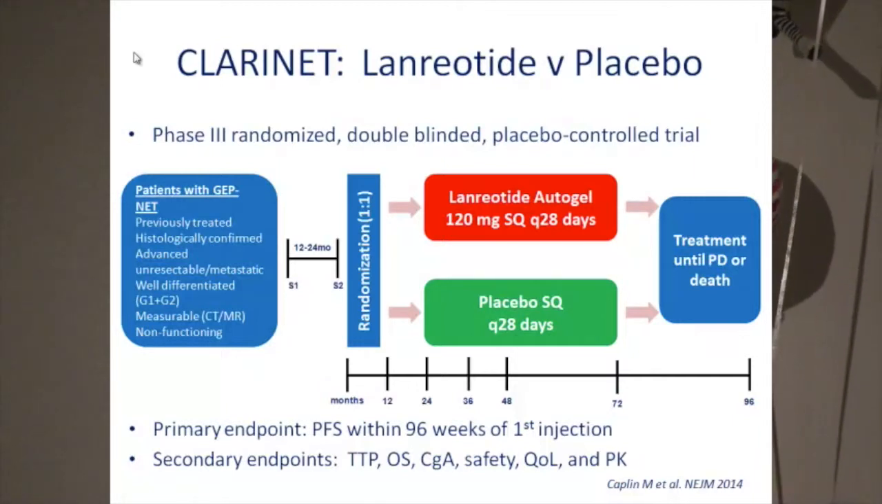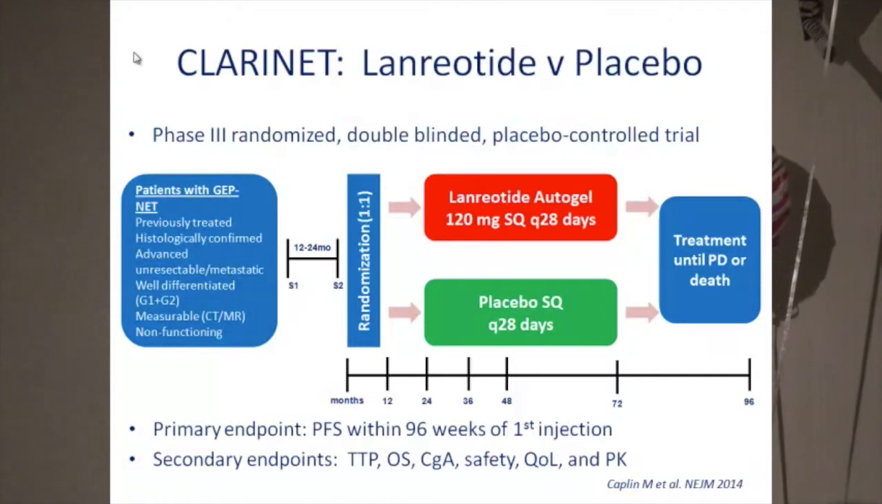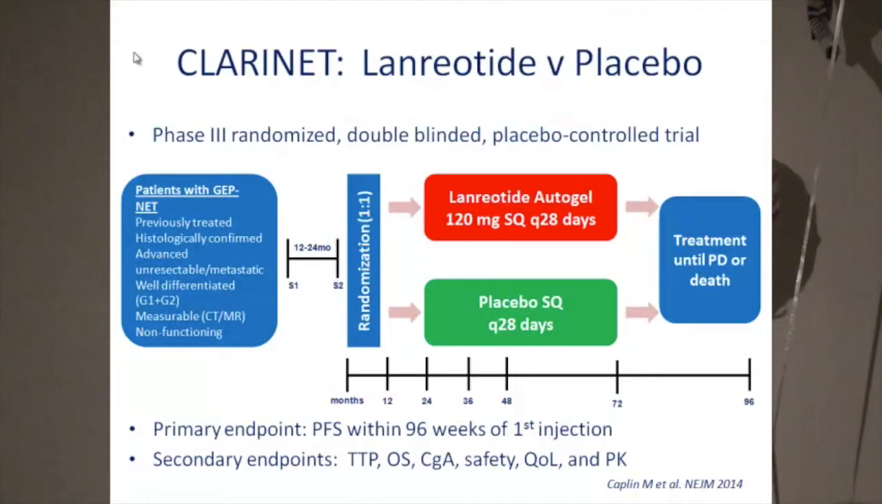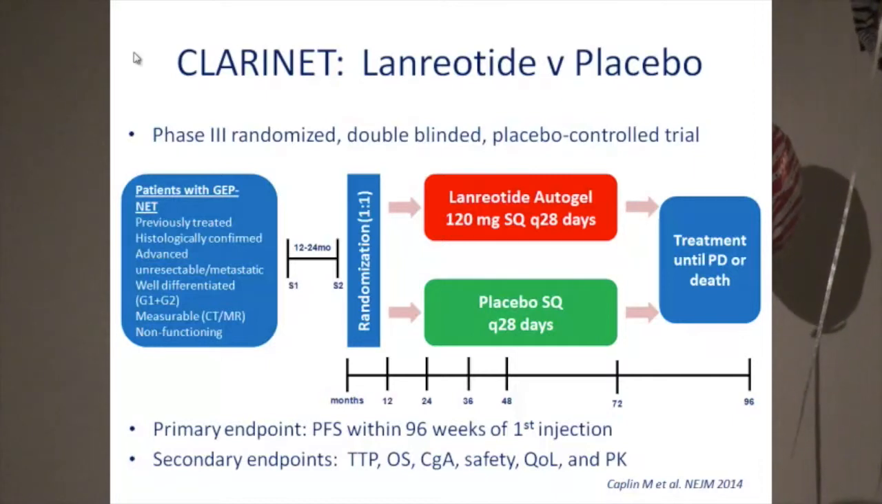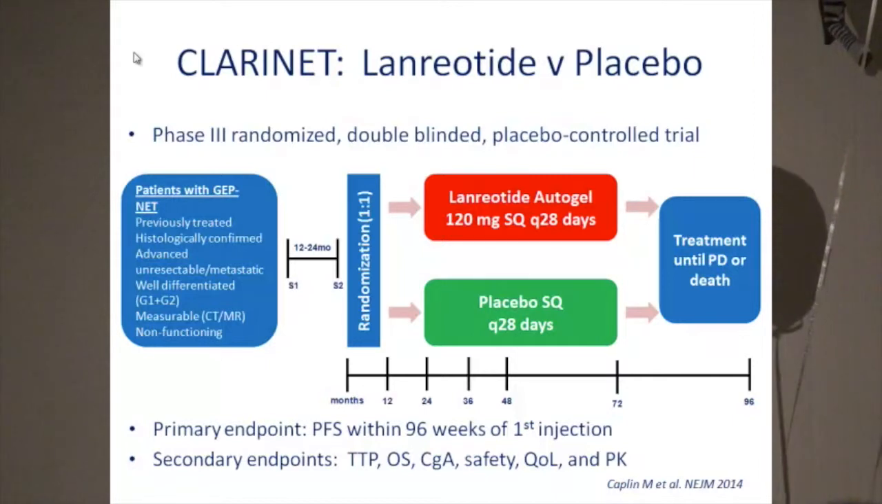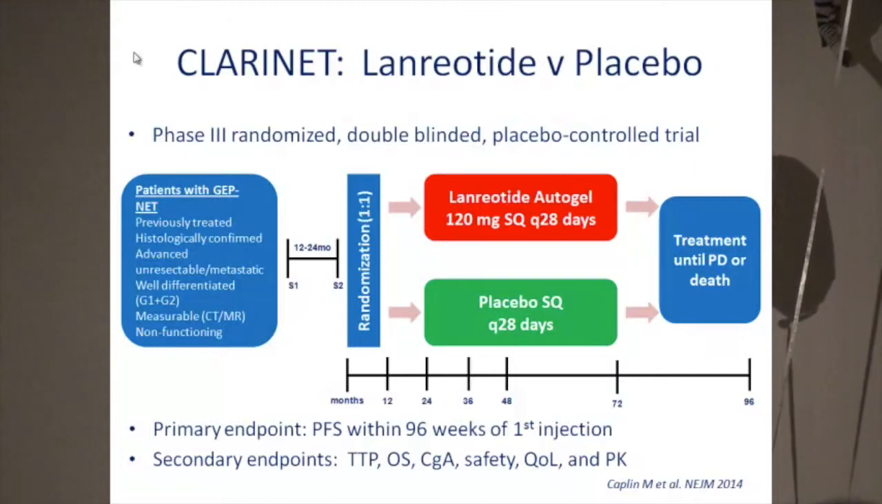Essentially they're trying to see if they have progression of disease. We're trying to establish baseline in this study. Then they get randomized 1:1 to 2 arms, Lanreotide or placebo, and then the treatment goes on to progression of disease or death.